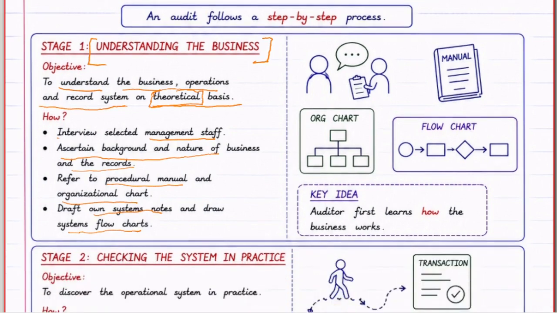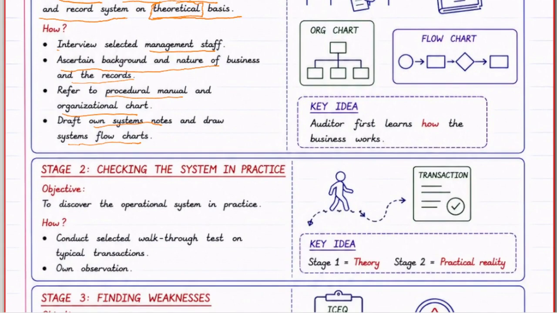Now we proceed to stage 2, which is checking the system in practice. If stage 1 is theory, asking questions and just putting it down, stage 2 is practical reality. What does that mean? The objective of stage 2 is to discover the operational system in practice.